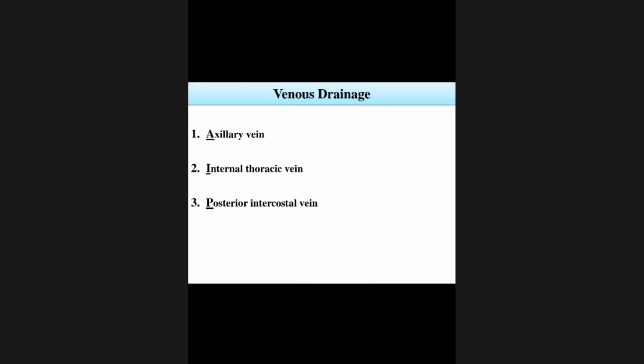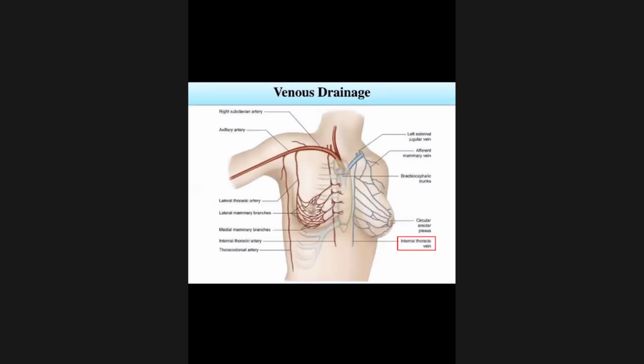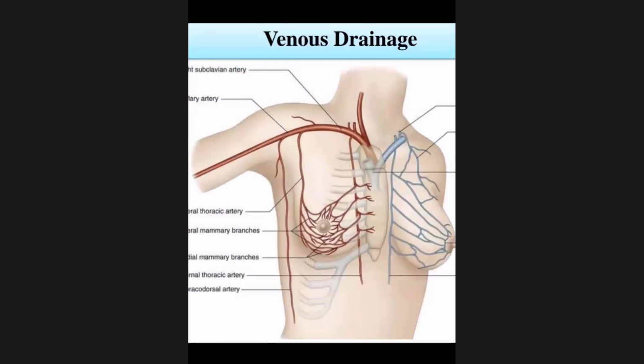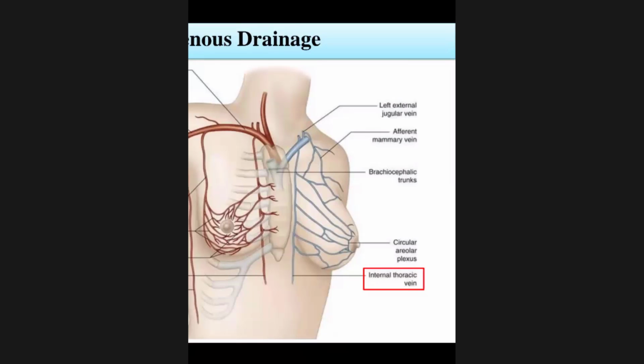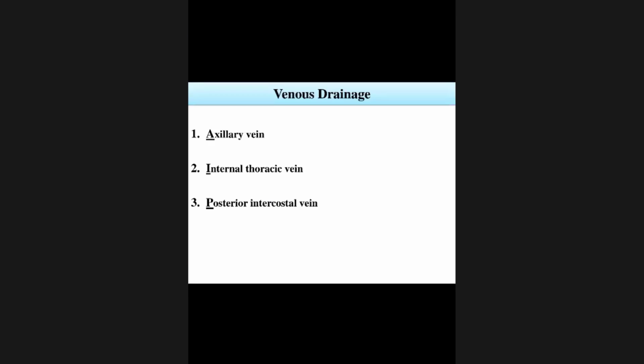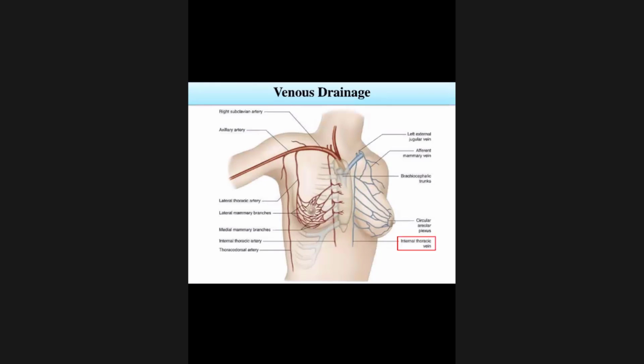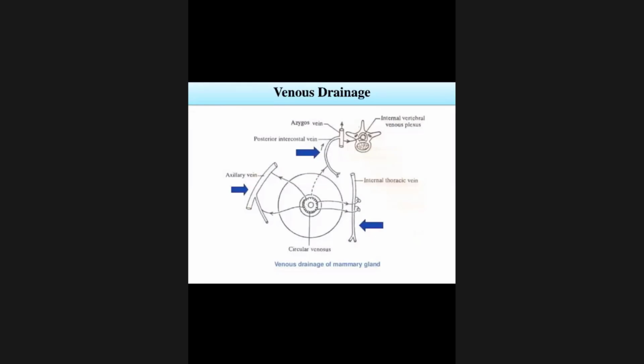Venous drainage is by the axillary vein, internal thoracic vein, and posterior intercostal vein. The axillary vein drains, the internal thoracic vein drains, and the posterior intercostal vein drains. In this picture also we can see the internal thoracic vein and axillary vein draining. So three different veins: axillary vein, internal thoracic vein, and posterior intercostal vein. Venous drainage: axillary vein, internal thoracic vein, and posterior intercostal vein.